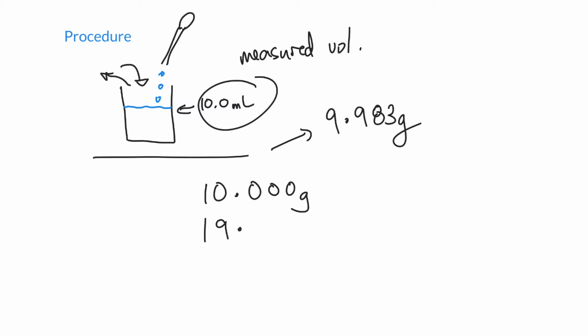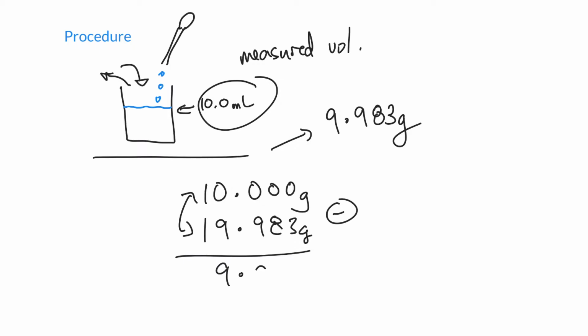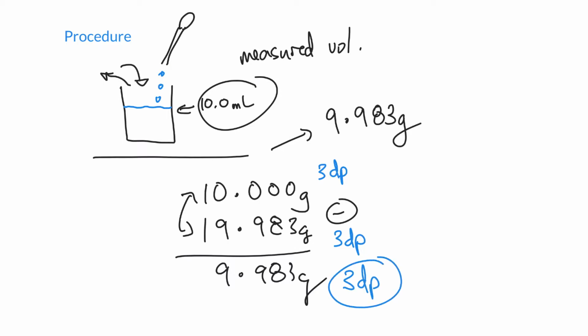Maybe it weighs 19.983 grams. And then you're going to subtract one from the other. In fact, I think I've switched these around, haven't I? So you're going to subtract, and you can see it's 9.983 grams. Now, you want to pay attention to your subtraction. So if this has 3 digits after the decimal, and this has 3 digits, then your final mass has 3 digits. So that is the true, if you like, mass of the water inside your beaker.